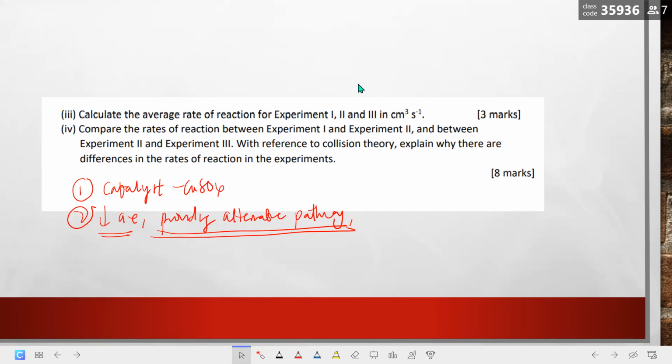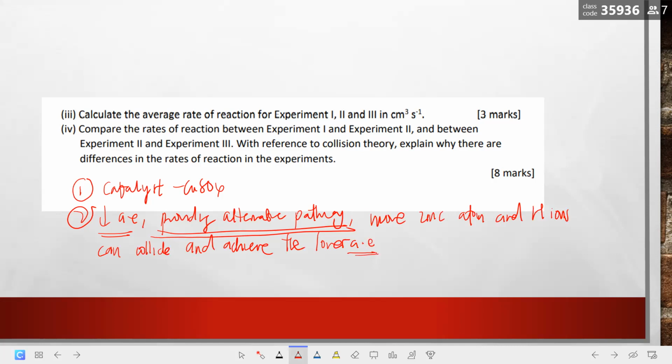Okay, lower the activation energy, providing an alternative pathway. Okay, then what happens? Can more reacting particles collide with one another if I provide an alternative pathway? Yes, Chair. Okay, so the sentence will be: more zinc atoms and hydrogen ions can collide and achieve the lower activation energy.